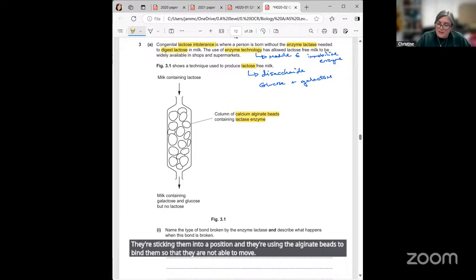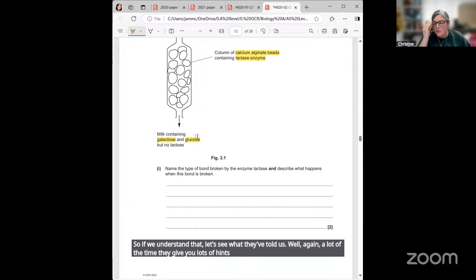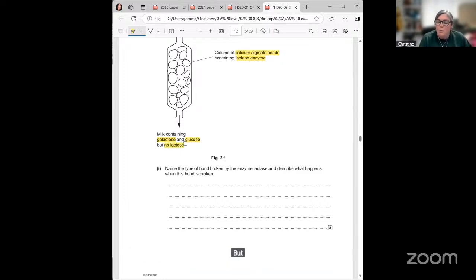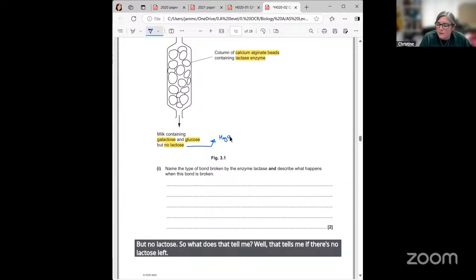So if we understand that, let's see what they've told us. Well, again, a lot of the time they give you lots of hints. So you've got the glucose and galactose down here, but no lactose. So what does that tell me? Well, that tells me if there's no lactose left, then it has to be hydrolyzed. So already I can see that that's been hydrolyzed down, and therefore I now will look at the question.